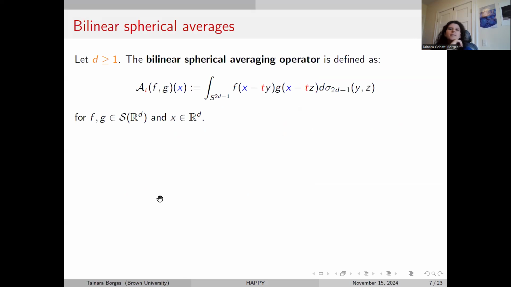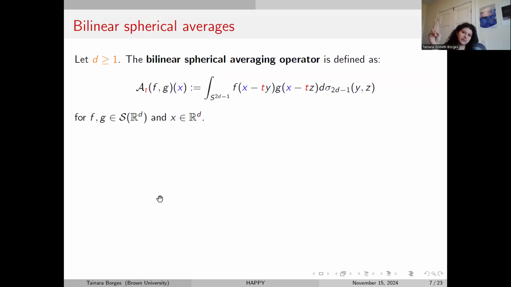Let's move to a bilinear setting now. Imagine we now want to have two input functions and form an average around a point x, and it's going to be defined in the following way. You take your two functions and define where you want to average, x, your radius t, and you take an integral over the unit sphere in R^2d now. You look at the definition of the bilinear spherical average, and you're like, why are you doing this, right?